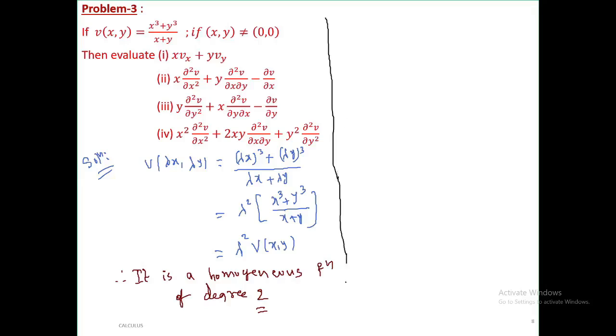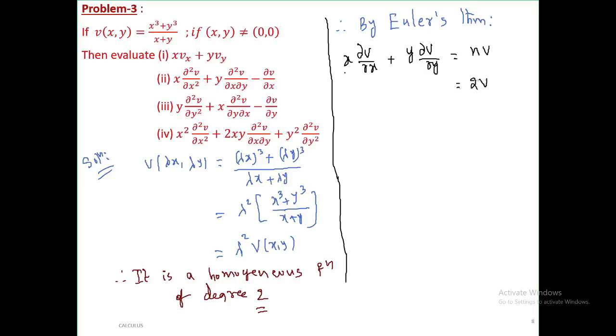So therefore, by Euler's theorem, what we can write: x into dou v by dou x, because v is a homogeneous function, plus y into dou v by dou y is equal to n into v. But what is n here? n is 2. n is 2, into v, right?